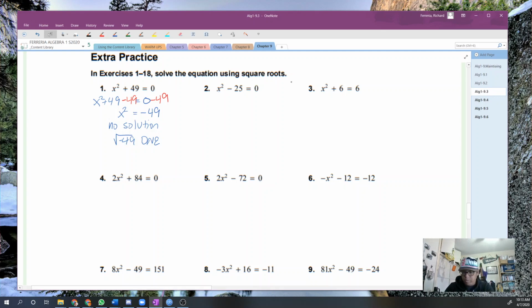Moving on to number 2, the first thing you're going to want is to add 25 to both sides. So if we add 25 to both sides, we get x squared equals 25. And then now you're going to apply that square root to both sides.